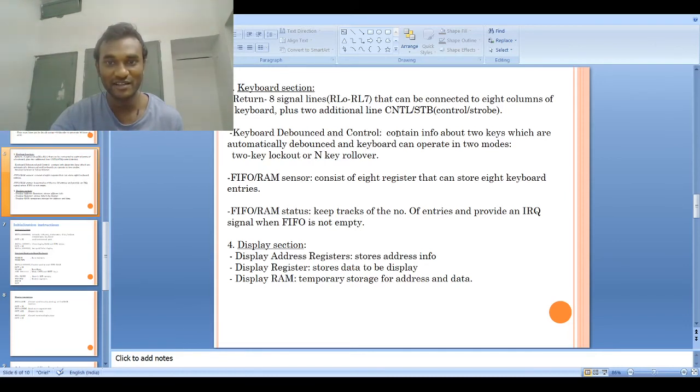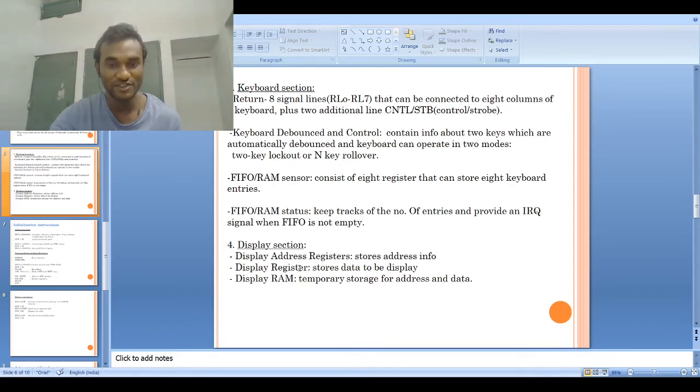The keyboard debounce and control part contains info about two keys, control and strobe, which is automatically debounced, and the keyboard can operate in two modes, two key lockout or N key rollover. In two key lockout, when two keys are pressed simultaneously, the first key is taken as the input. And in N key rollover, all the inputs are taken one by one. The FIFO RAM sensor consists of 8 registers that can store 8 keyboard entries. FIFO RAM status keeps track of the number of entries and provides an interrupt request signal when the FIFO is not empty.